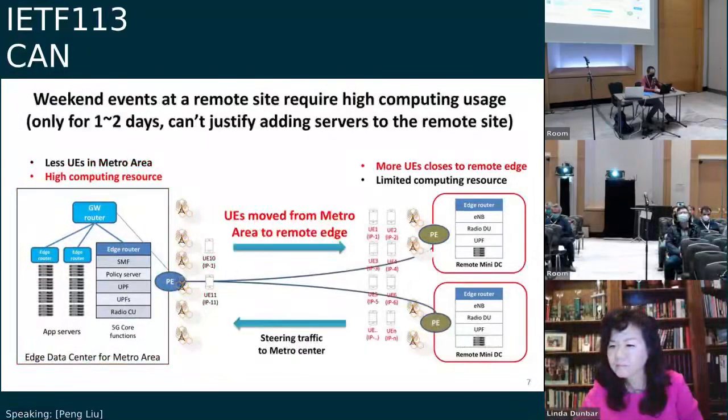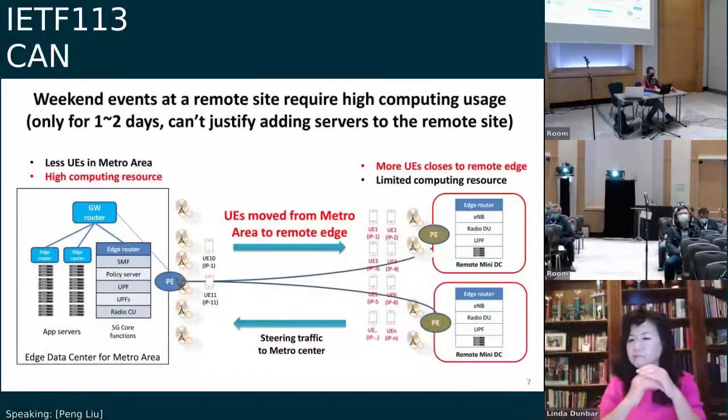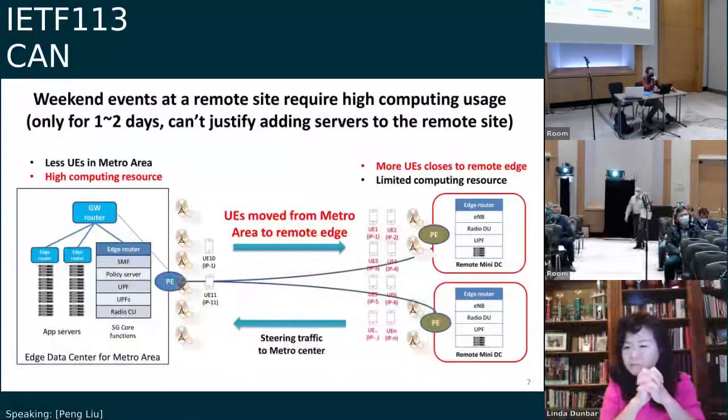So we can see that in this slide, the UEs move from the metro area to the remote site on the right side. It is because at the weekend or at night, it's not working time. More UEs will move to the remote area that is close to their houses for some weekend events. So there will be more service requests at the remote site, but with limited computing resource, while the rich computing resource in the metro area might not be used with fewer UEs. So it needs to steer some traffic to the metro center, because only 1 or 2 days cannot justify adding servers to the remote site. Okay, next, please.